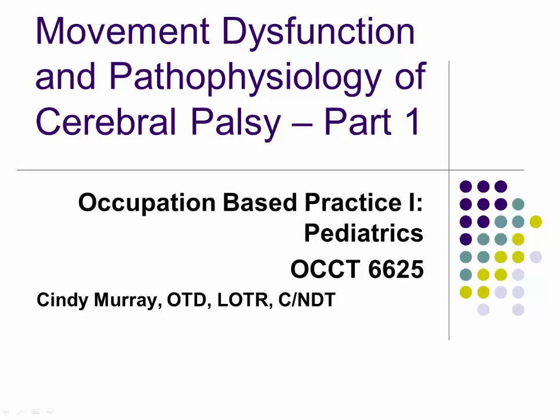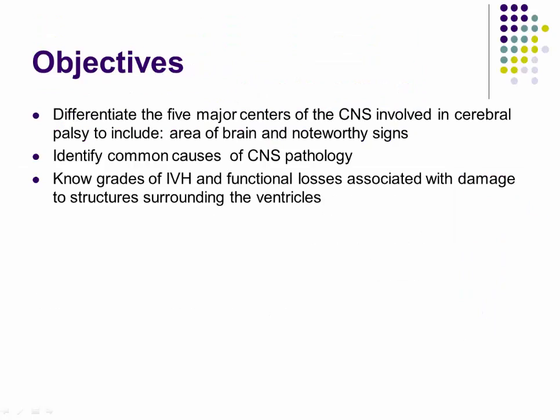Okay, this is part one of 3 parts that talks about movement dysfunction. This first section specifically talks about the pathophysiology of cerebral palsy. The objectives for this first section are we're going to look at the 5 major centers of the CNS that are implicated in CP, and specifically we're going to look at the areas of the brain and noteworthy signs that go with each of the 5 major centers.